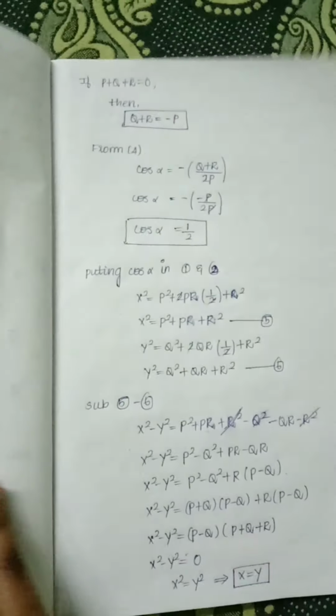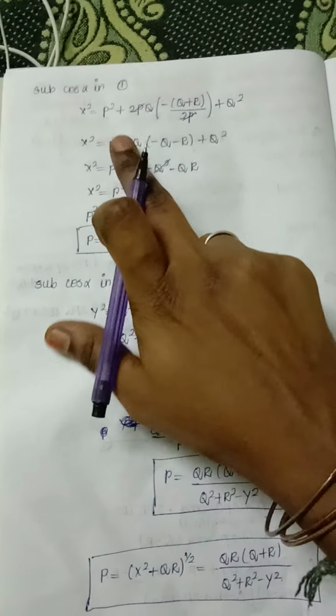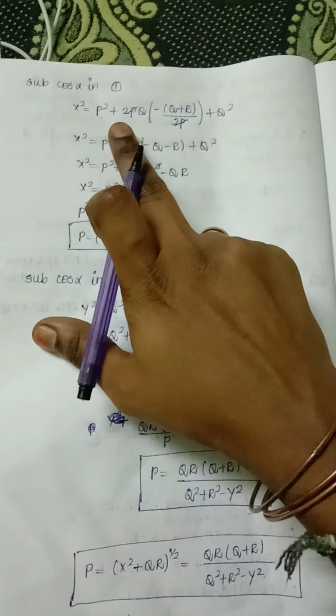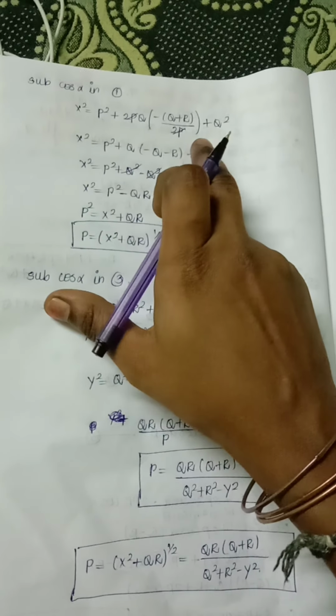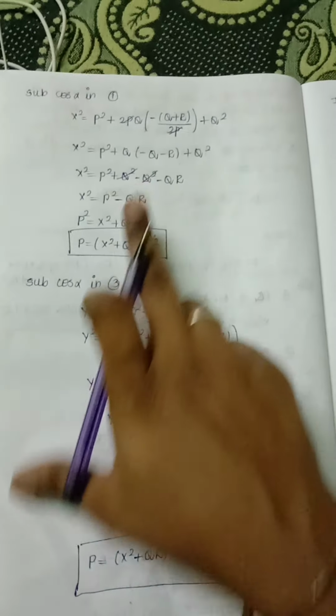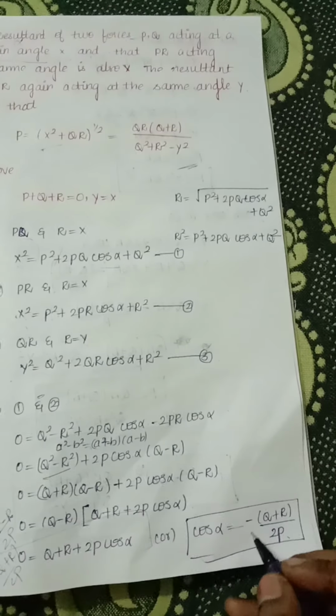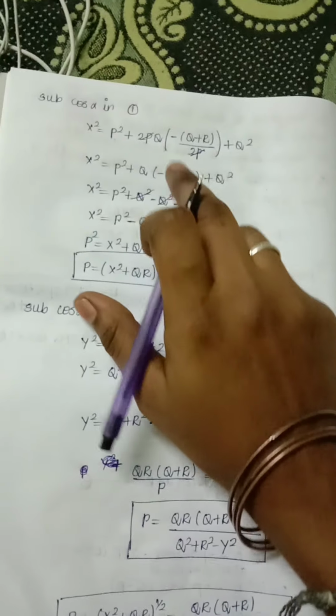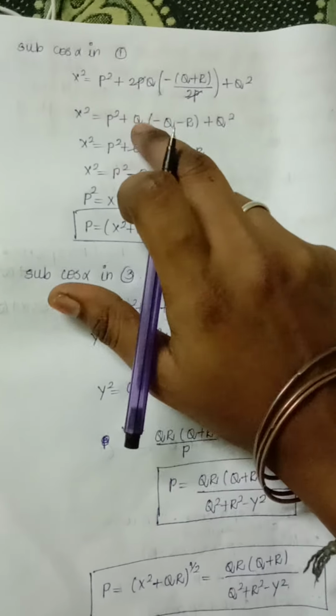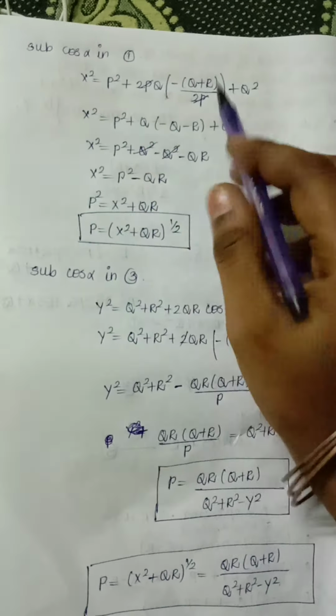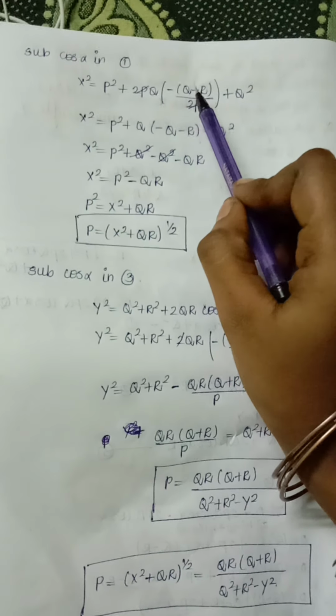I picked the first equation, x square equals P square plus 2PQ cos alpha plus Q square. Instead of cos alpha, I substitute the value found, minus Q plus R divided by 2P. If I substitute here, the 2P gets cancelled, and minus Q, if we multiply the minus inside, what do we get?